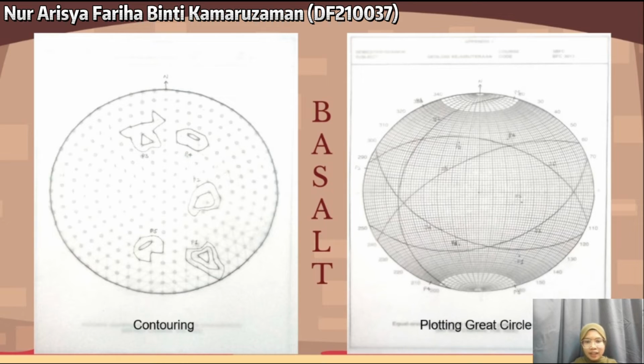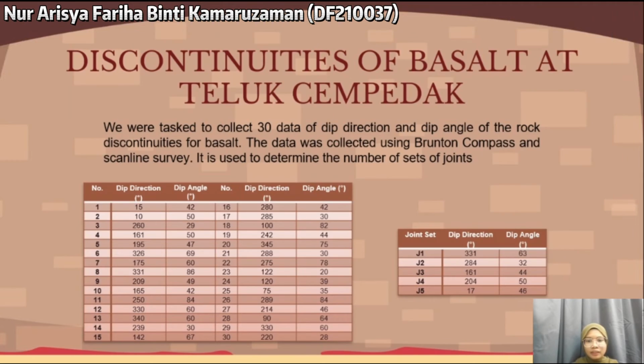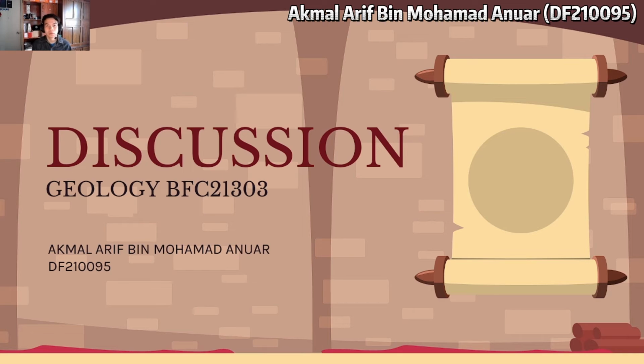Last but not least, after we get the number of joint sets, we must use the equal area plotting grid circle to get the dip direction and dip angle for each joint set. The table on the right slide is the result of dip direction and dip angle for each joint set after plotting the grid circle.